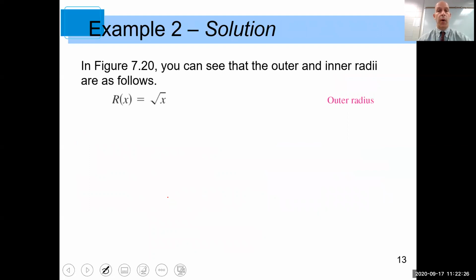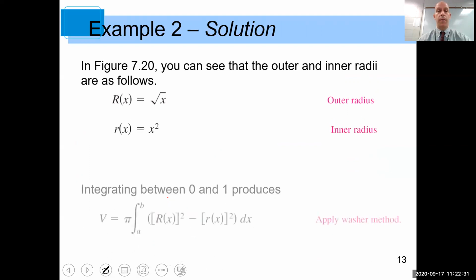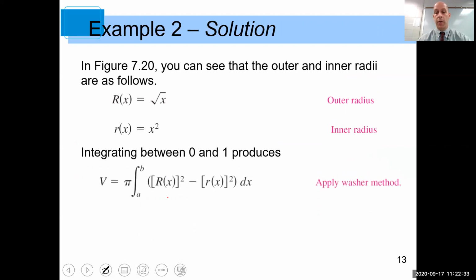Okay, let's keep moving. So big R is the square root of x, that's our outer radius. Of course, little r, our inner radius, is going to be x squared. Now we just plug it into our formula. I should note that we're integrating from 0 to 1. Those are going to be our limits of integration.